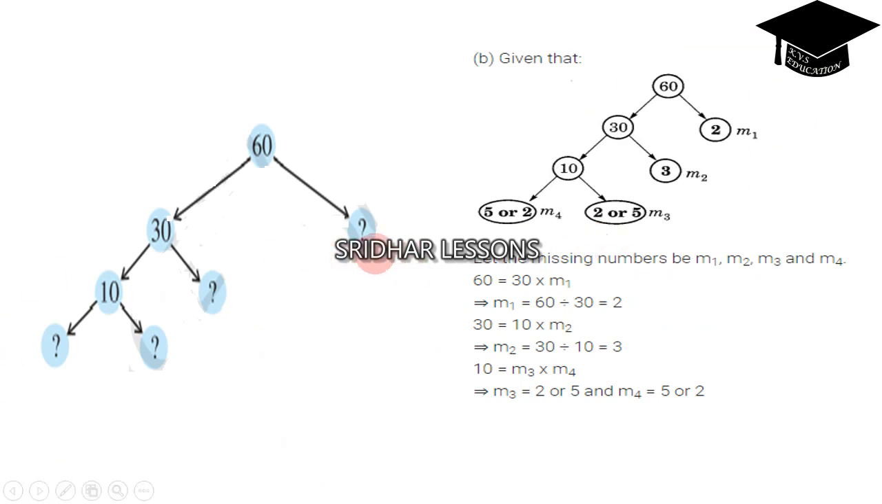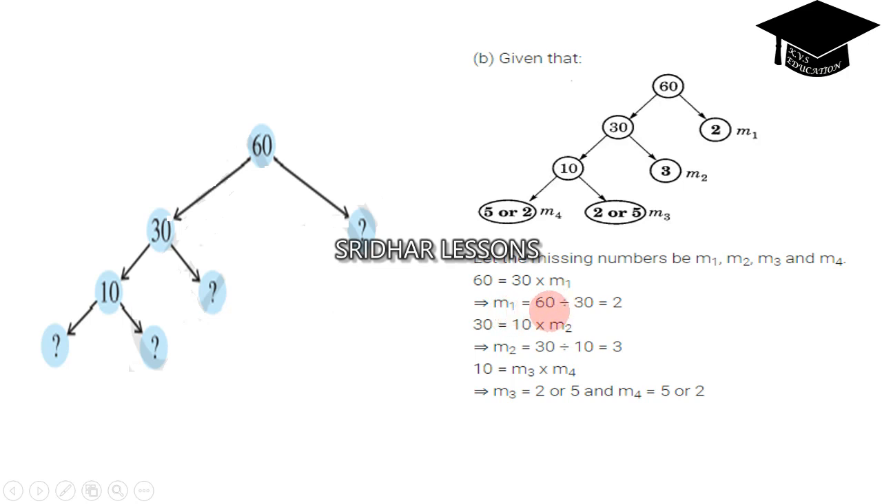Here we have to write the missing numbers. 60 is 30 into a missing number. 30 is 10 into a missing number. 10 is a missing number into a missing number. We can call the missing numbers M1, M2, M3, M4. So 60 is equal to 30 into M1.